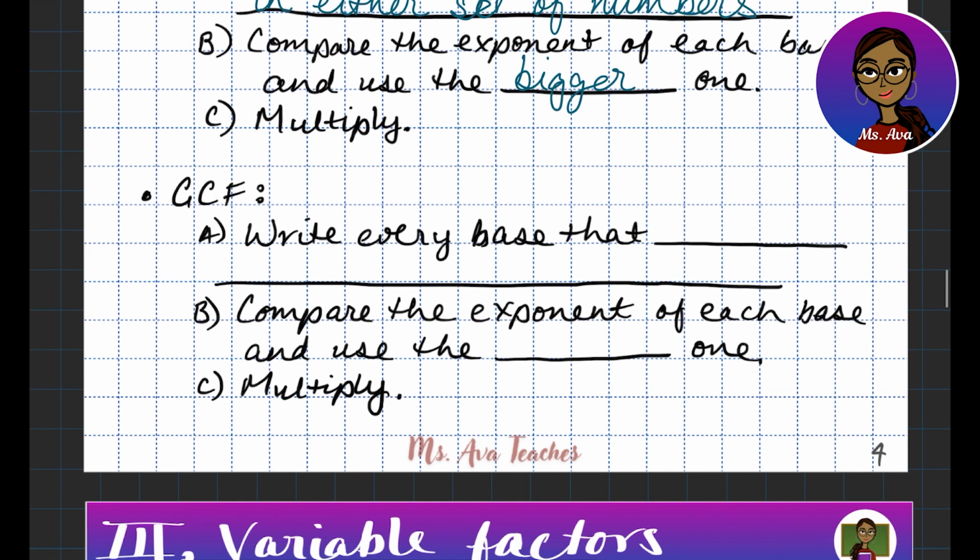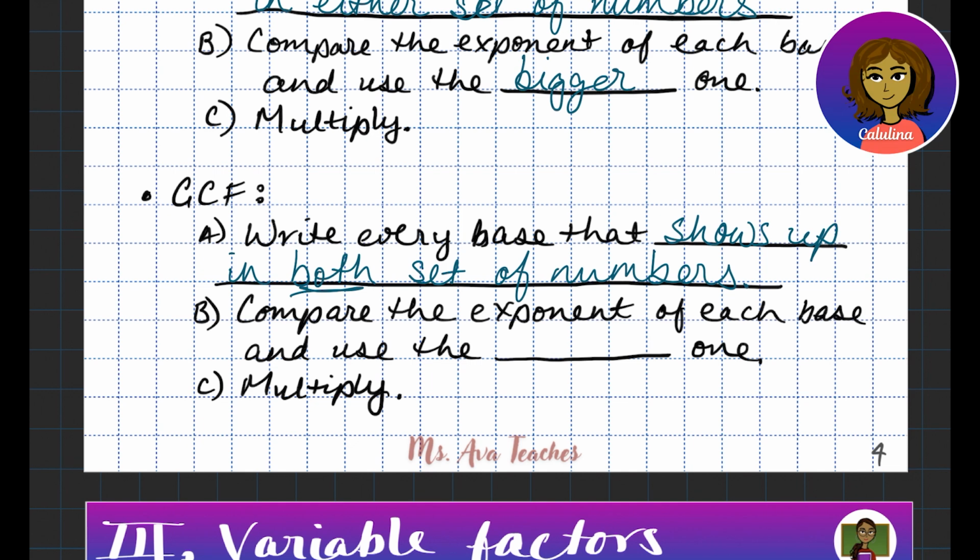And then what about for the GCF? This says write every base that what? Which base did we use for the GCF? You wrote down, these were like the popular bases, right? That means that they were in both. Yes, exactly. So we write down every base that shows up in both sets of numbers. And then we compare the exponent of each base and use the blank one. Which ones do we use this time? You use the smaller exponents. Awesome. And then we just multiply, and then that is our answer.